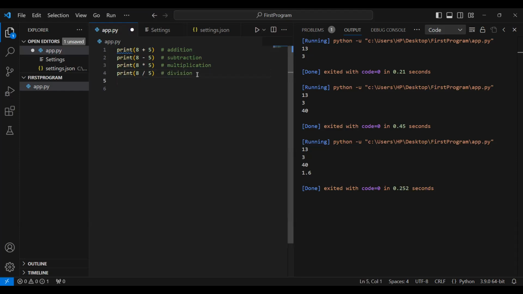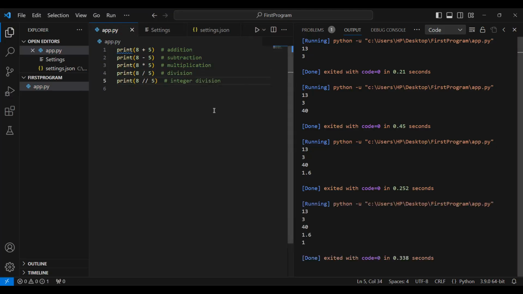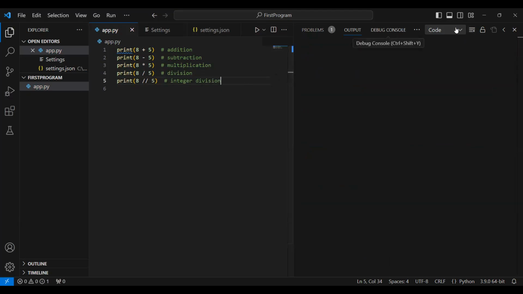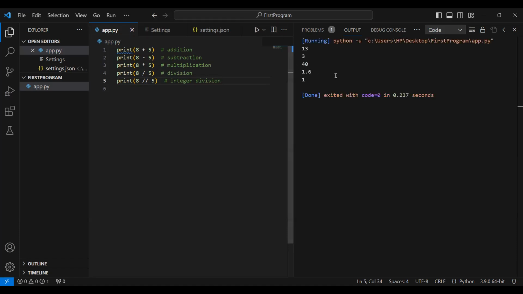Now we have two types of division in Python. We have float division, where we have the decimal point. Then we have integer division, where you can choose to divide to get only an integer. So let's see that. If we save that and we run that, you see we get 1. It is not showing us the decimal part. We run that again, and it doesn't show us the decimal part.